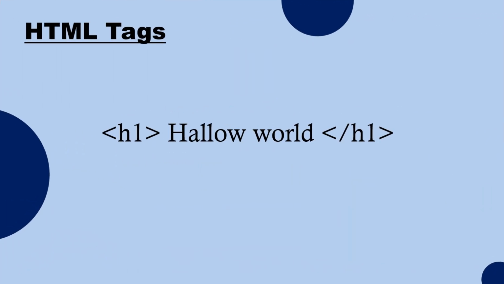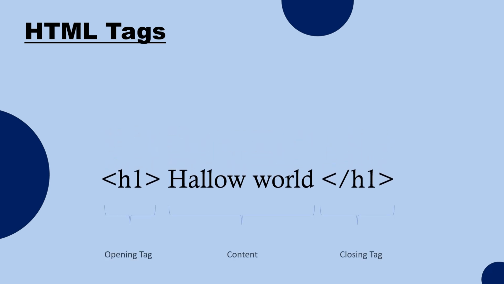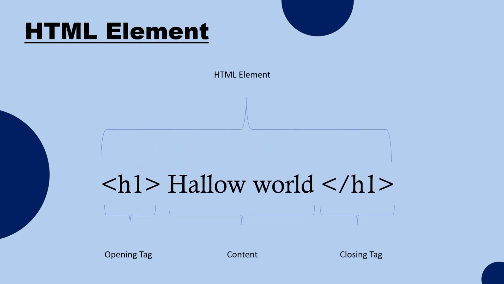Okay, so between the opening tag and the closing tag, you have the content. When you combine the opening tag, the content, and the closing tag, it forms an HTML element. Sometimes, people use the terms tag and element interchangeably, but technically, an element includes both the tags and the content.